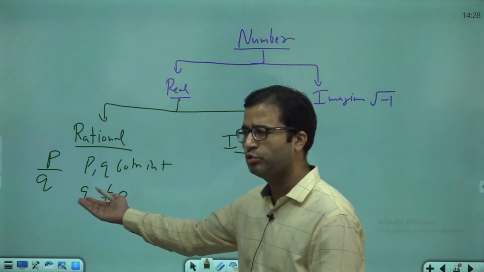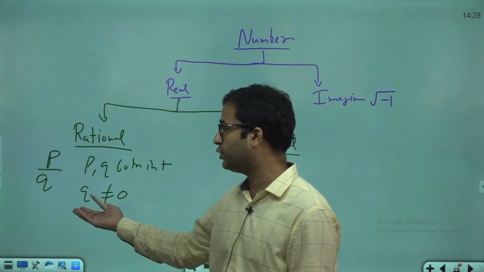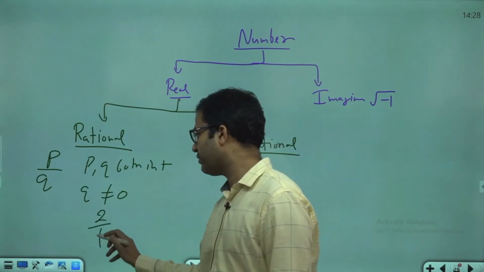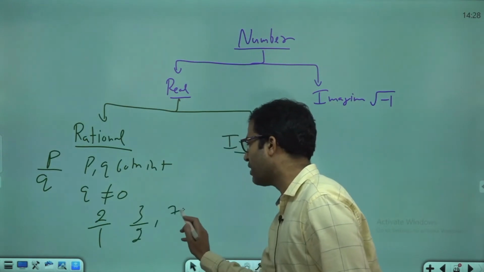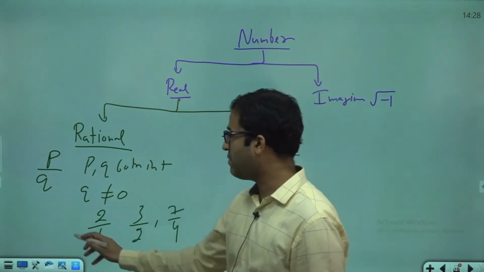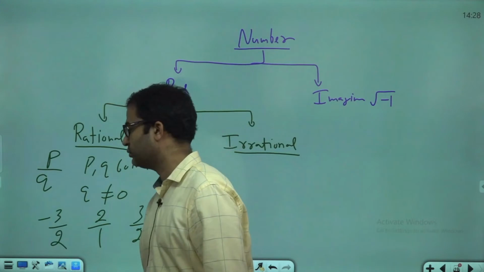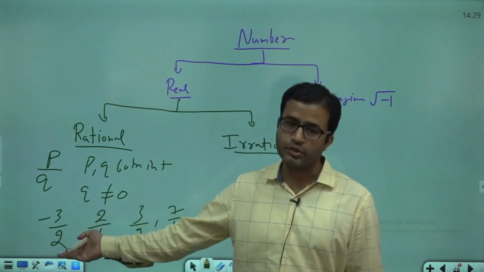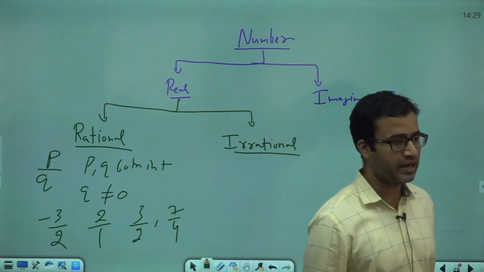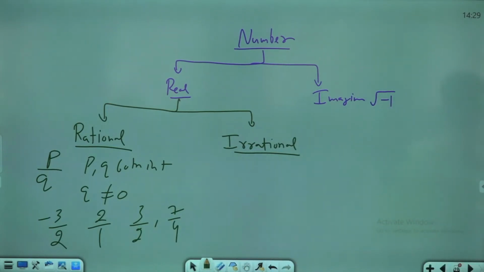Examples: you have 2 by 4, 2 by 3, 2 by 1 also. 2 by 1 is also a rational number. 3 by 2, 7 by 4, even -3 divided by 2. Yes, -3 is an integer, 2 is also an integer, so it is also a rational number. Yes, -3 upon 2 is also a rational number.